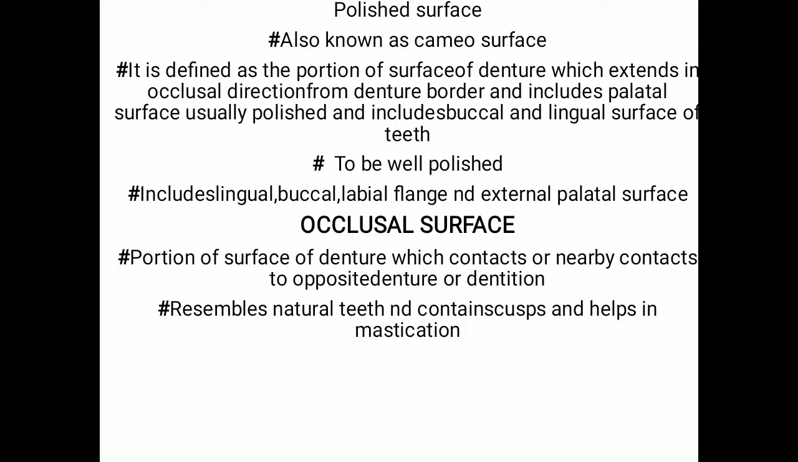Next, the third surface is the occlusal surface. It is the portion of the surface of the denture which contacts or nearly contacts the opposite dentition, that is the maxillary teeth or mandibular teeth. It resembles natural teeth and contains normal cusps, and it helps in the mastication process.